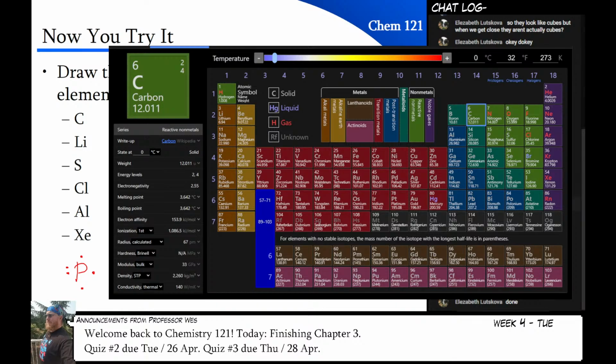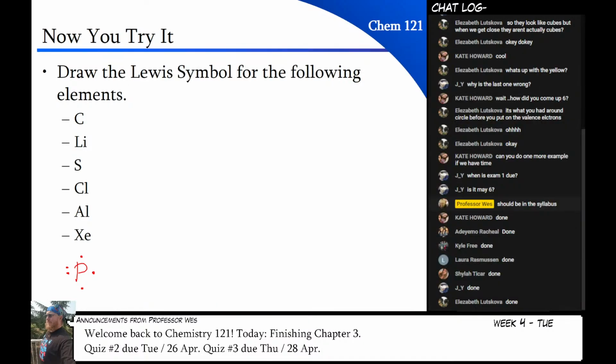So, okay, carbon is in group 14, and it has 4 valence electrons. To draw carbon's Lewis structure, we would draw this. So 1, draw the symbol. 2, draw a dot, 1 dot per valence electron. It should look like that.